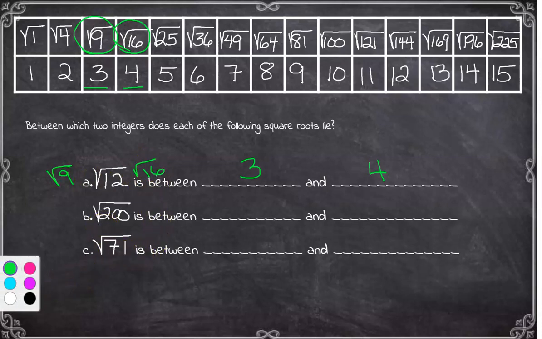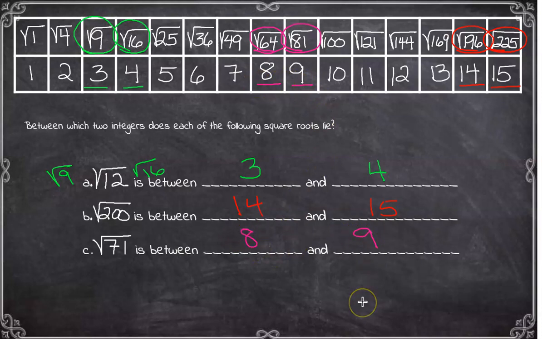Square root of 200 is between the square root of 196 and the square root of 225, so that would be 14 and 15. So the answer to this one would be 14 and 15. And then the square root of 71 is between the square root of 64 and the square root of 81. So the answer would be between 8 and 9.